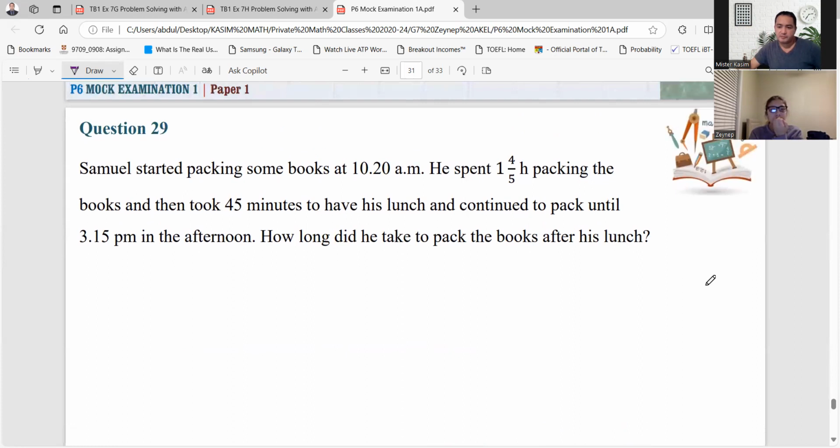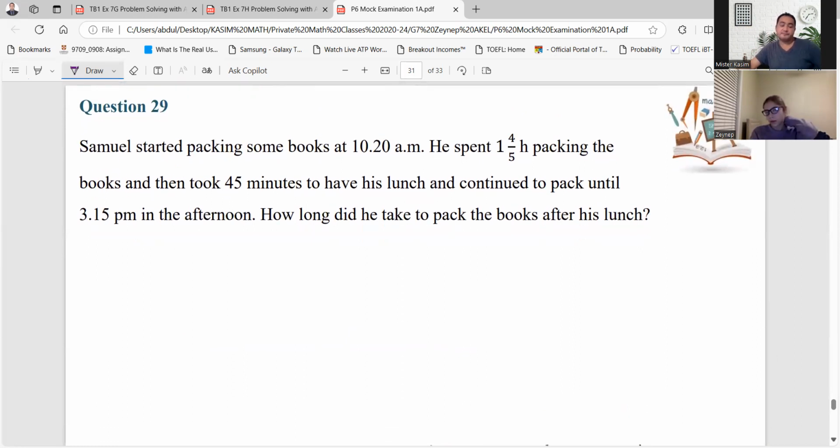Let's do this question. Read the question. Samuel started packing some books at 10:20 a.m. He spent 1 and 4/5 hours packing the books, and then took 45 minutes to have his lunch and continued to pack until 3:15 p.m. in the afternoon. How long did he take to pack the books after his lunch?